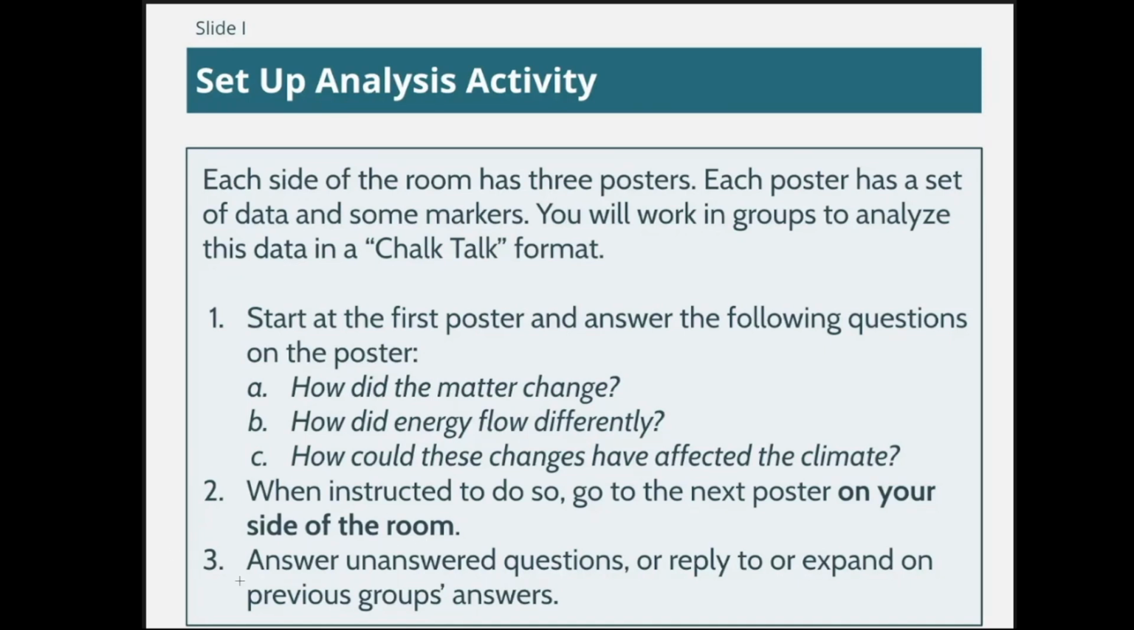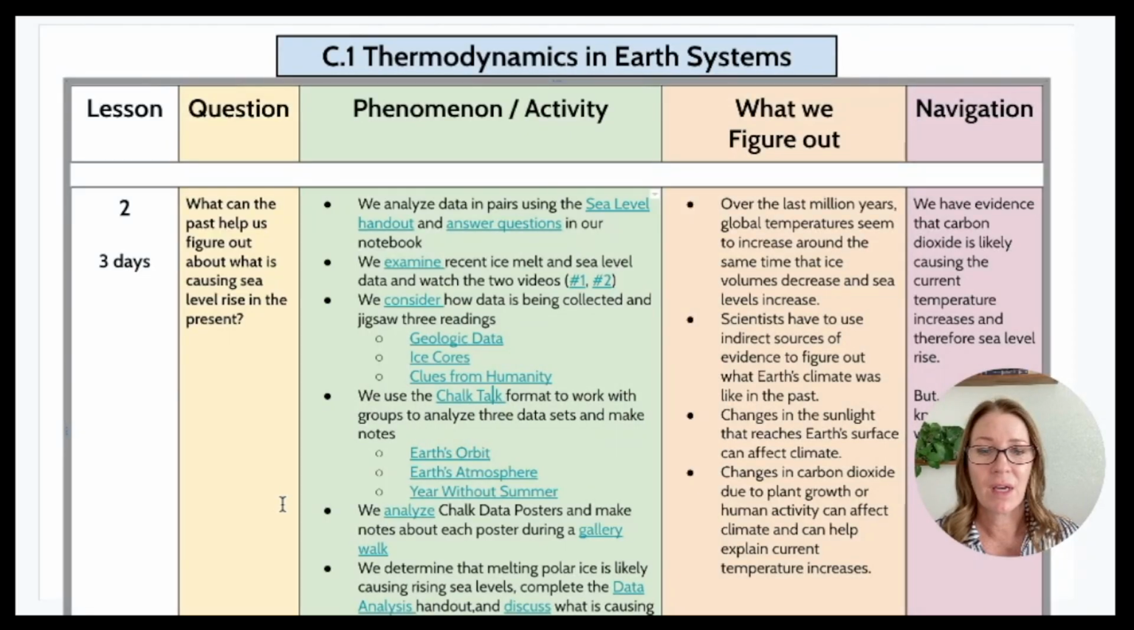When they arrive at the next poster, if any questions are unanswered, they will try to answer them, or they can expand or reply to any of the group's answers that are already provided there. So they're building onto other students' thinking. Okay, and then we're going to look at data from Earth's orbit, Earth's atmosphere, and then a year without summer. This is actually about a volcano, and the ash covered the sun, and so it was a very, very cold summer because of volcanic ash.